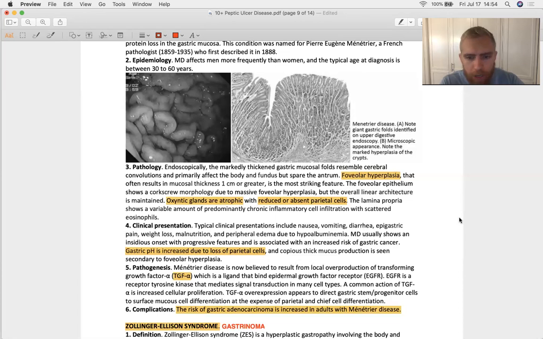TGF-alpha overexpression appears to direct gastric stem cells towards surface mucus cell differentiation, foveolar cell differentiation, at the expense of parietal and chief cell differentiation. So that's it. You have a limited currency of cells, and you can only spend them in one way. And if you just decide to take all of your stem cells and spend them on your epithelium, well, then you're going to have a really nice epithelium, but then your glands are not going to be anything at all, right?